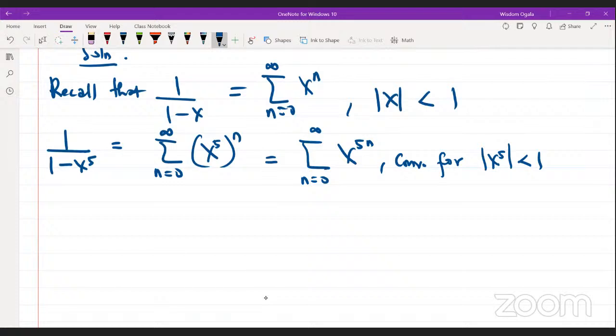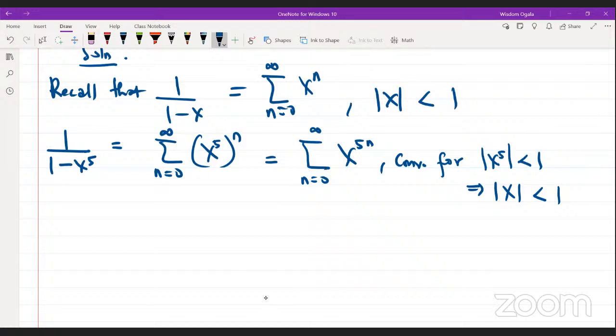Now, remember that, guys, the common ratio. In this case, the common ratio is not just x, it's x to the fifth. Now, if x to the fifth is less than 1, what does it mean? It really means that the absolute value of x is less than 1. Just take the fifth root of both sides. The fifth root of 1 still gives me 1.